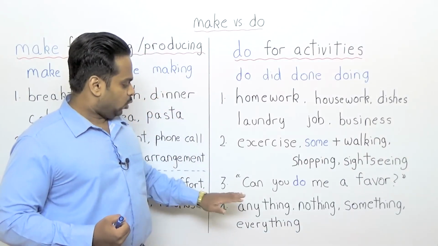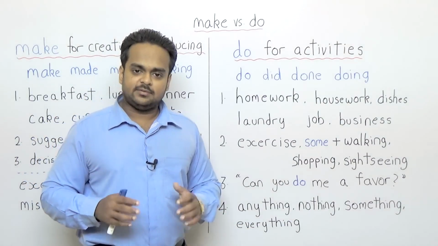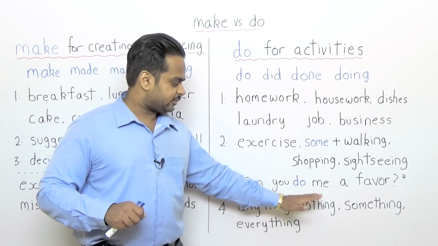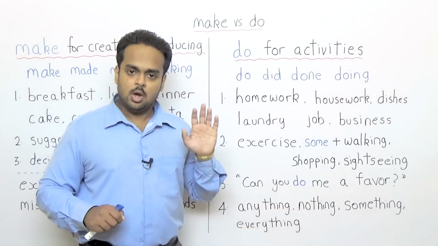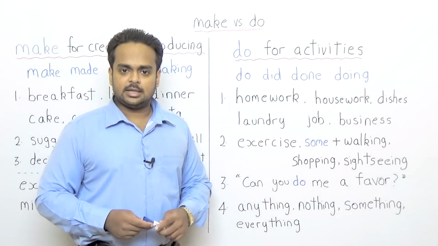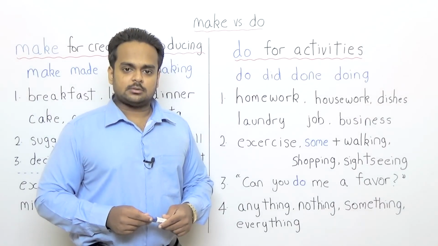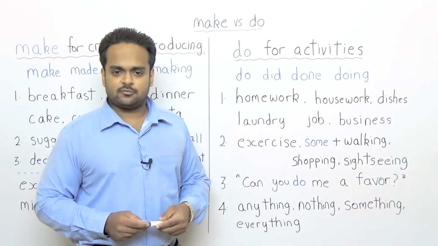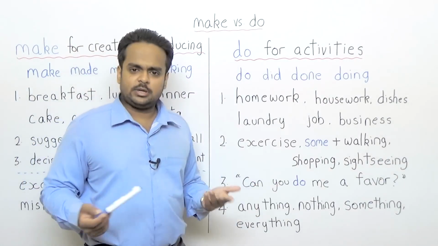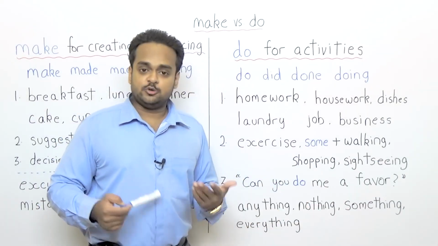And finally, with any of these words, and all of these talk about activities in general without being specific. Anything, nothing, something, everything, etc. With all of these, we only use do. For example, let's say you meet a friend and you ask that friend, "Hey, what are you doing on Saturday?" Okay? And your friend says, "Oh, I'm not doing anything," or "I'm doing nothing on Saturday." And then you might ask, "Oh, do you want to do something?"